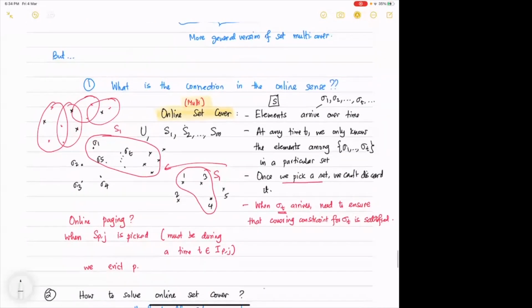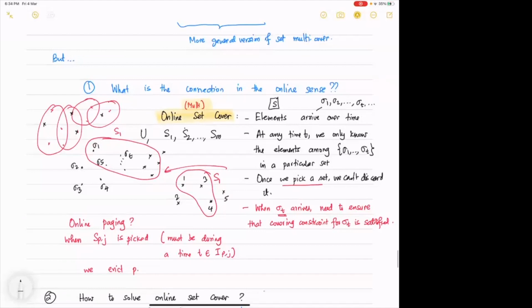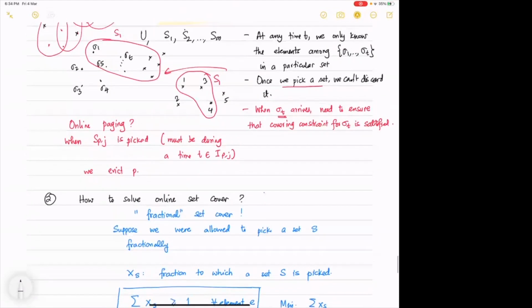But the question is, how do you solve online set cover? Here, we need a richer set of techniques. We can't just rely on simple ideas that we had last time. I mean, these algorithms are also simple, but you at least need some conceptually new steps here. And the new conceptual step which we have here is called fractional set cover.